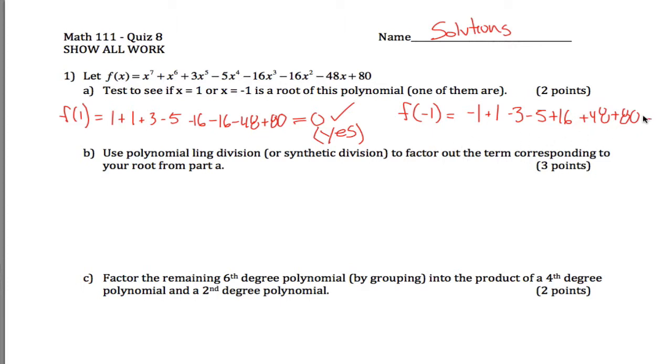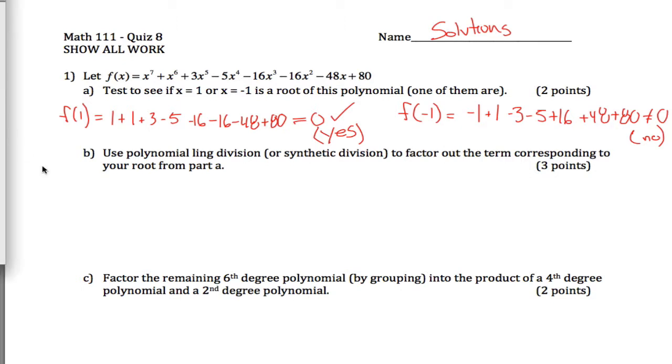Does this thing equal 0? It doesn't. What does it equal? I don't care. It's not 0. How do I know it's not 0? Well, 80 and 48 and 16 are very, very positive. I only get to take away negative 3, negative 5, negative 1. There's not nearly enough to get it back down to 0. It's not 0, so no, it's not a root. This one is, this one's not.